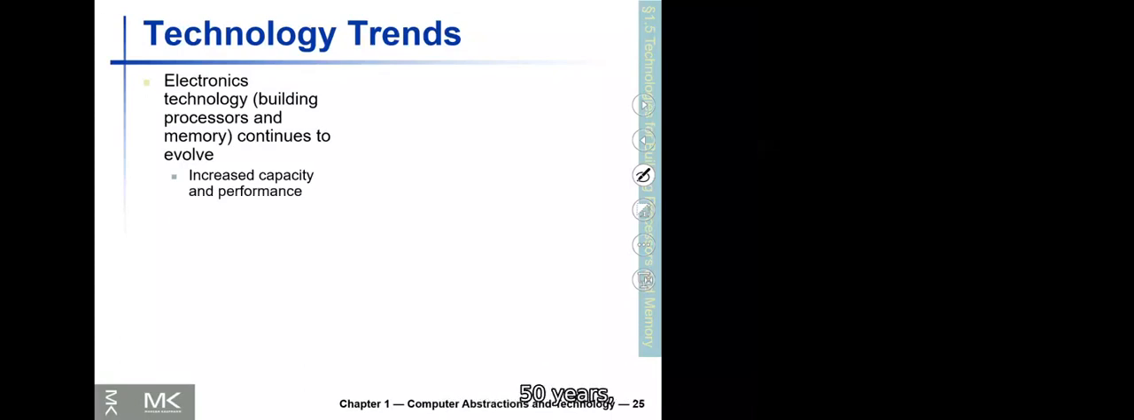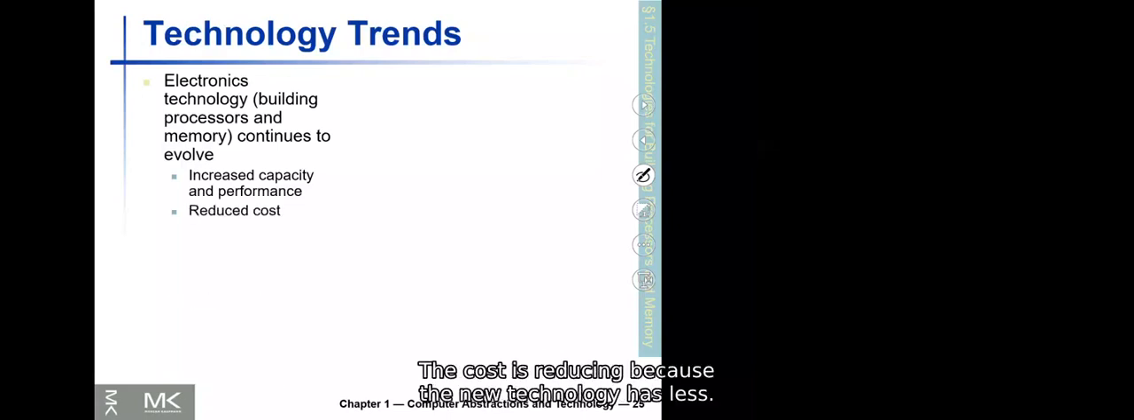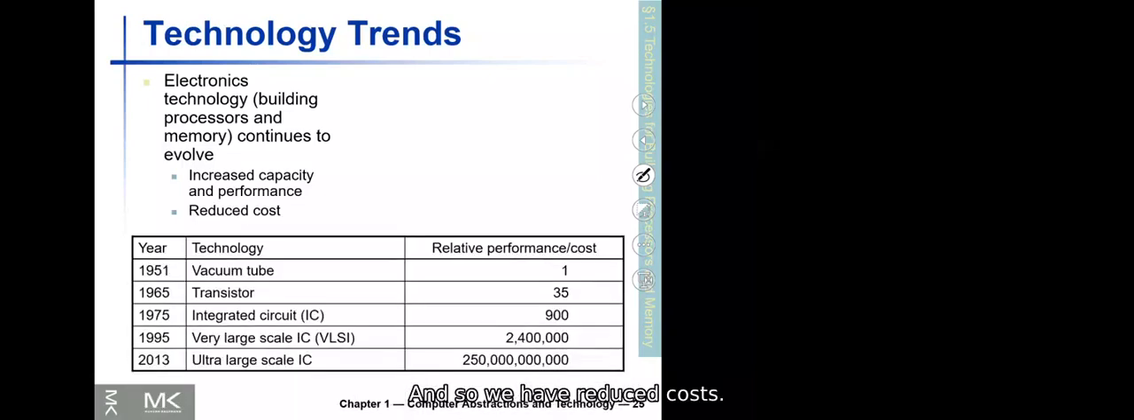During the last 40, 50 years, the performance and the capacity have increased. I've told you, Moore predicted that every one and a half years the number of transistors is doubled. Now it is not correct; it has slowed down a little. But it was true for almost 40 years. And so the density and capacity have increased, and the cost has been reducing, because the new technology has fewer parts and a better learning curve, so we have reduced cost.